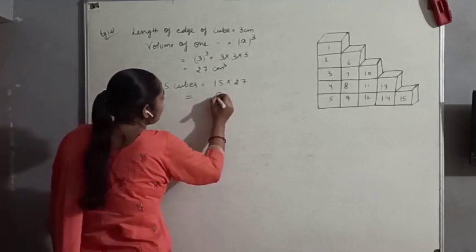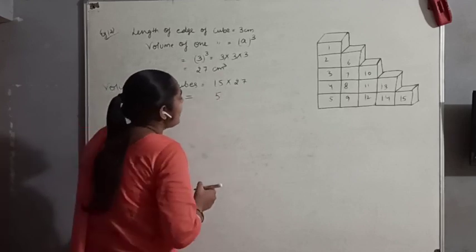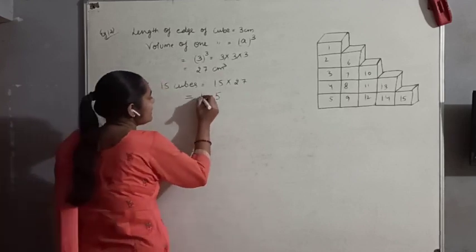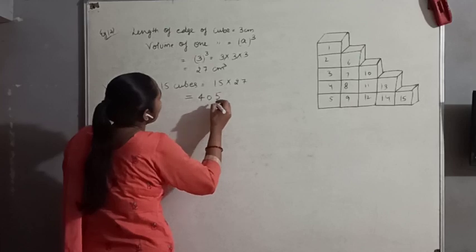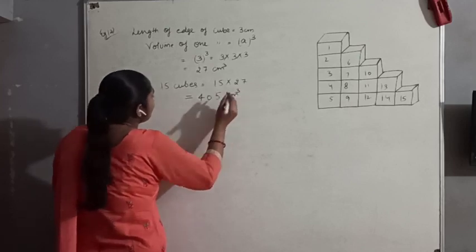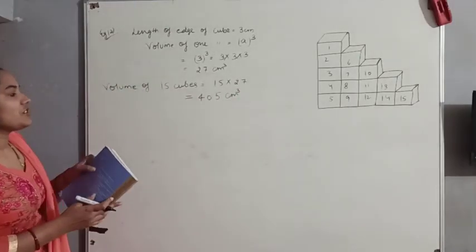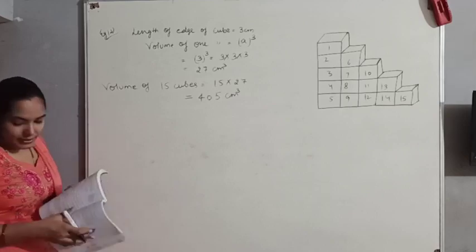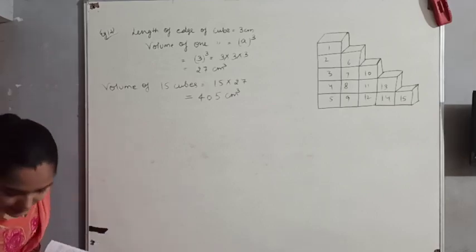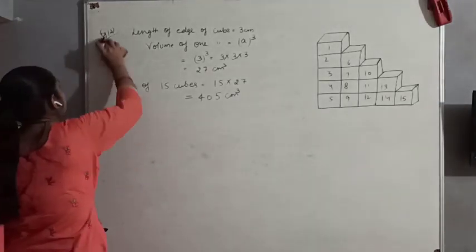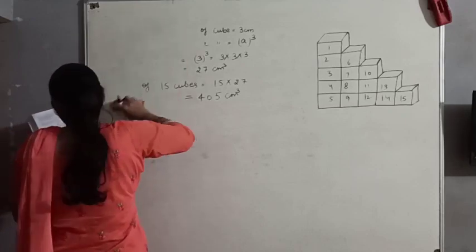15 sevens are 105. 15 twos are 30, plus 10, that is 40 cubic centimeter. That is, the volume of the complete structure is 405 cubic centimeter. Next question, first question of exercise 13.5.